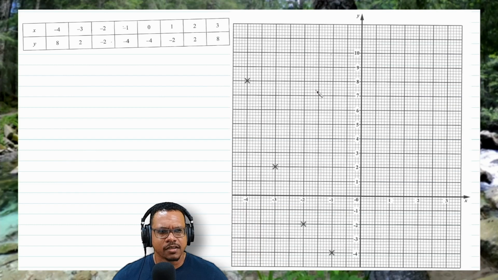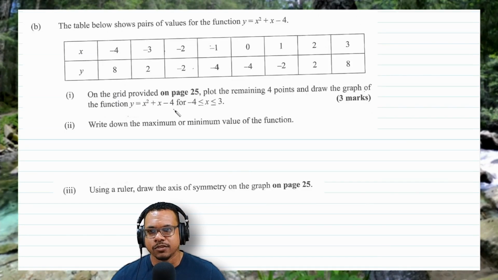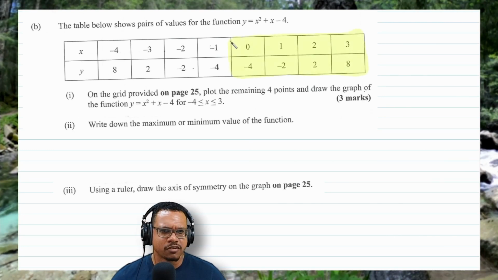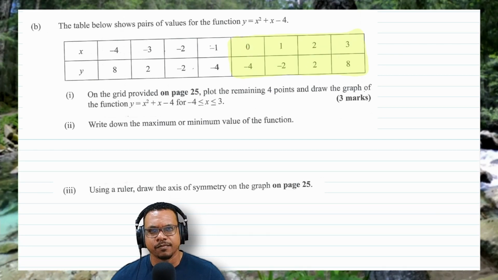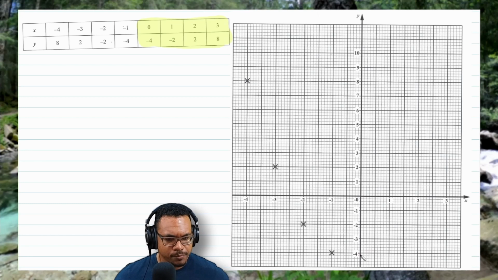Now, looking at the grid paper that they provide, we have points for -4, -3, -2, -1. So the remaining 4 points will be from 0 to 3. So I've just shaded the section that we need to plot on the graph from 0 to 3. So coming across here now, I have a small version of the table. And of course, we are plotting the remaining 4 points that's shaded here. So let's go with 0 and -4. So that's 0 on the x and -4 on the y. So that point will be right here.